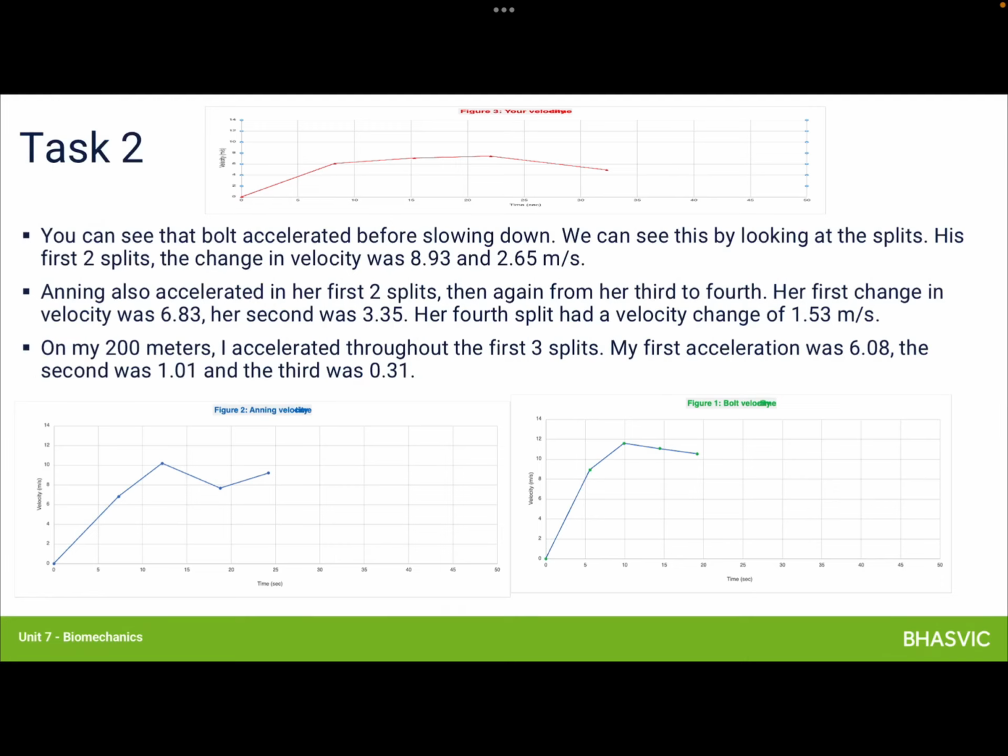In my 200 meters, I accelerated throughout the first three splits. My first acceleration was 6.08, the second was 1.01, and the third was 0.31 meters per second.